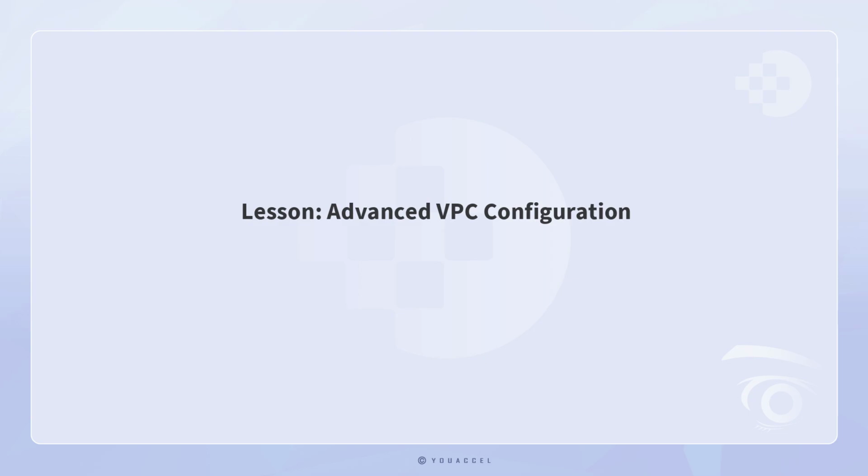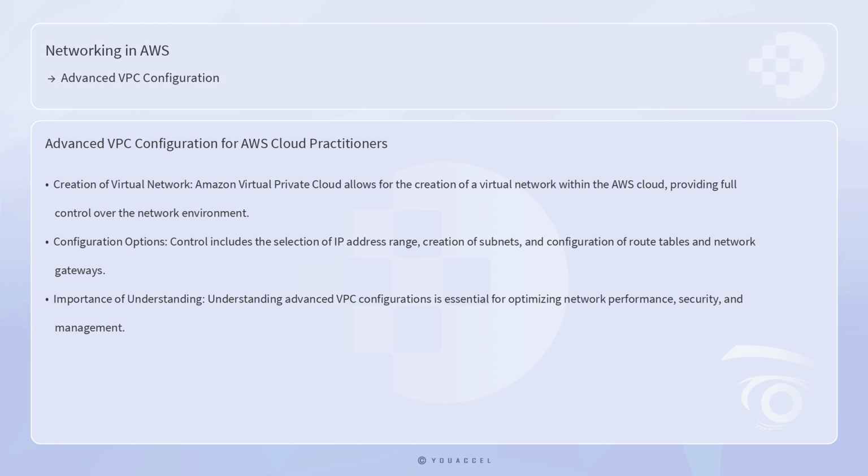Lesson: Advanced VPC Configuration. Advanced VPC configuration is a crucial topic for any aspiring AWS certified cloud practitioner. Amazon Virtual Private Cloud allows for the creation of a virtual network within the AWS cloud, providing full control over the network environment, including the selection of IP address range, creation of subnets, and configuration of route tables and network gateways. Understanding advanced VPC configurations is essential for optimizing network performance, security, and management.